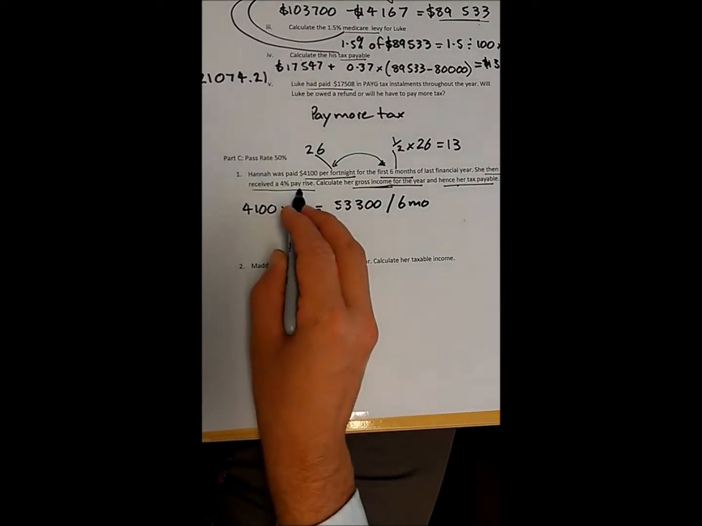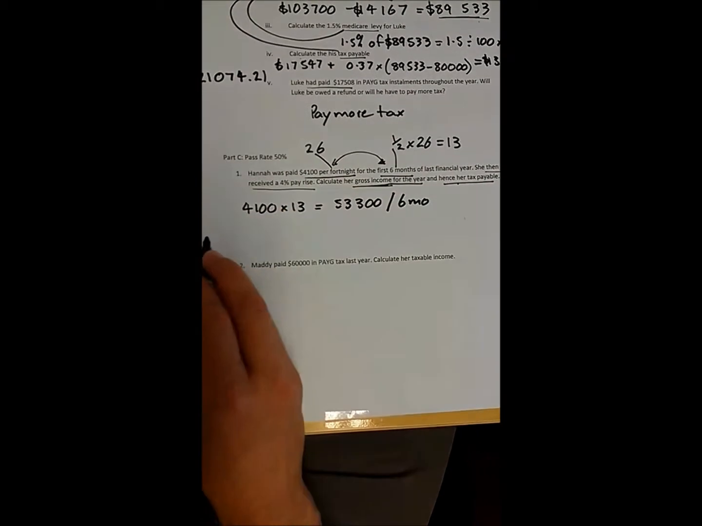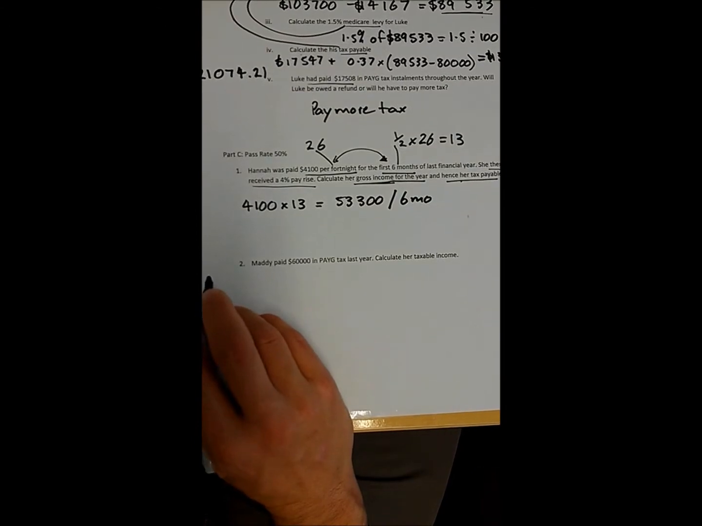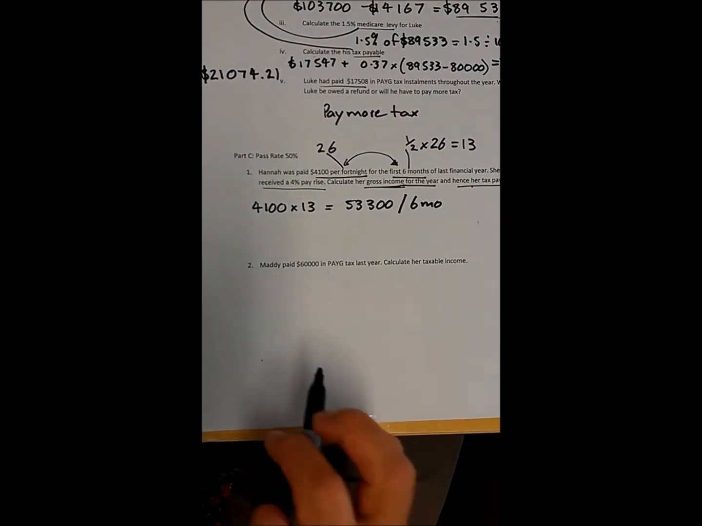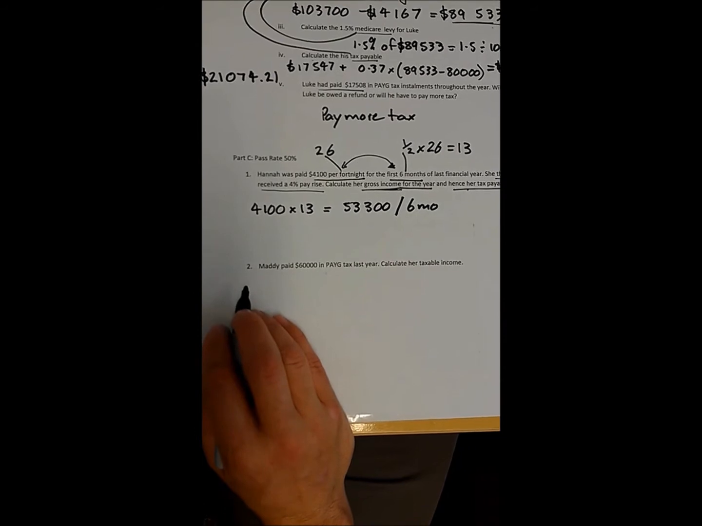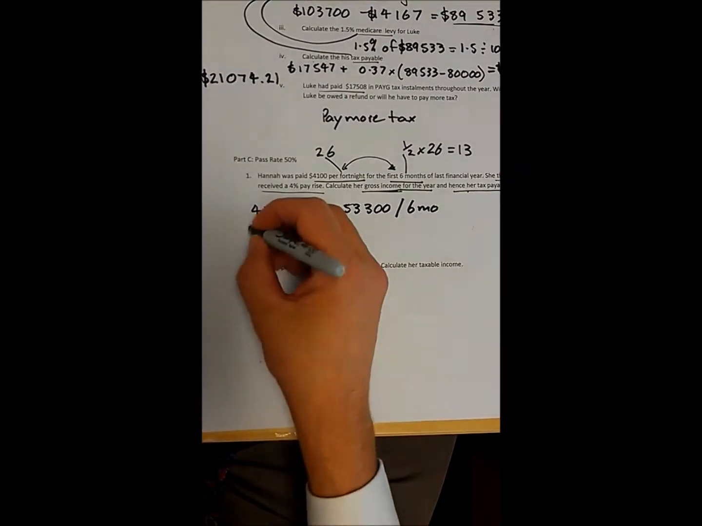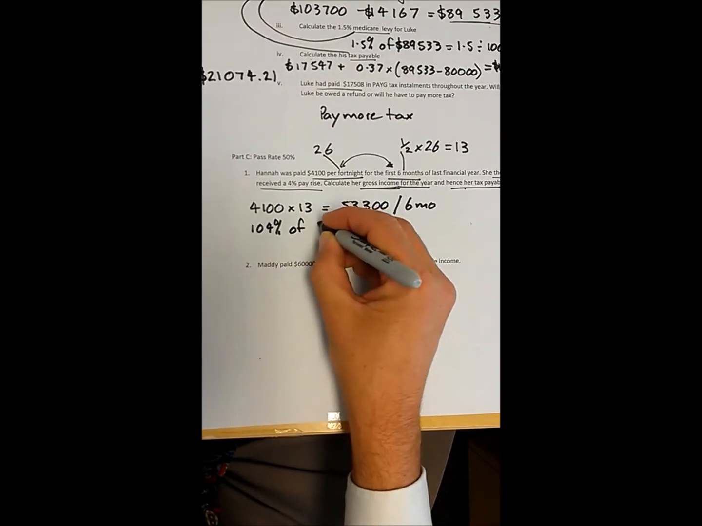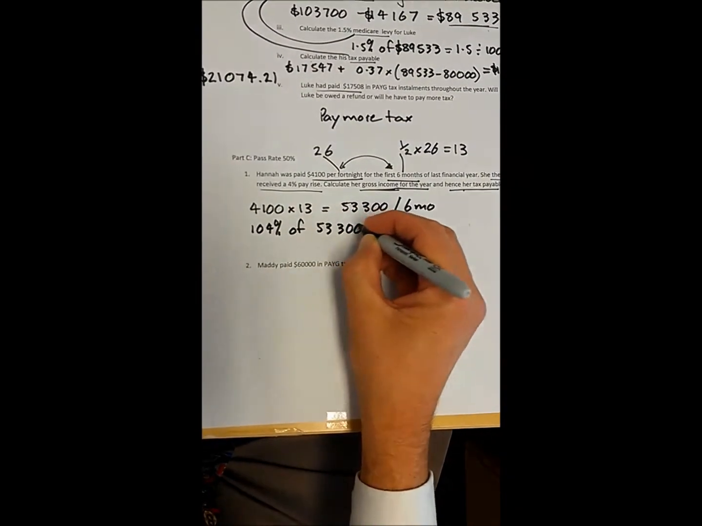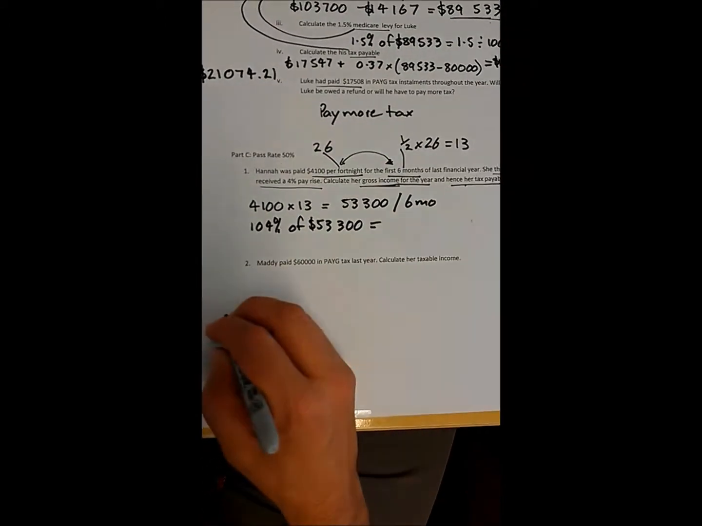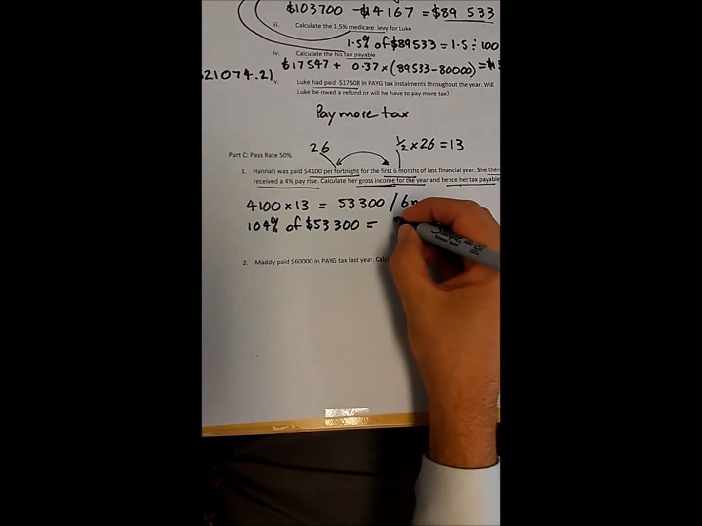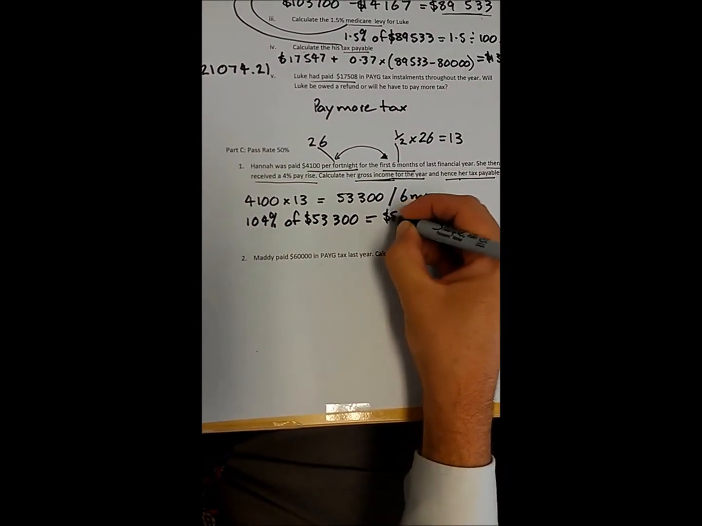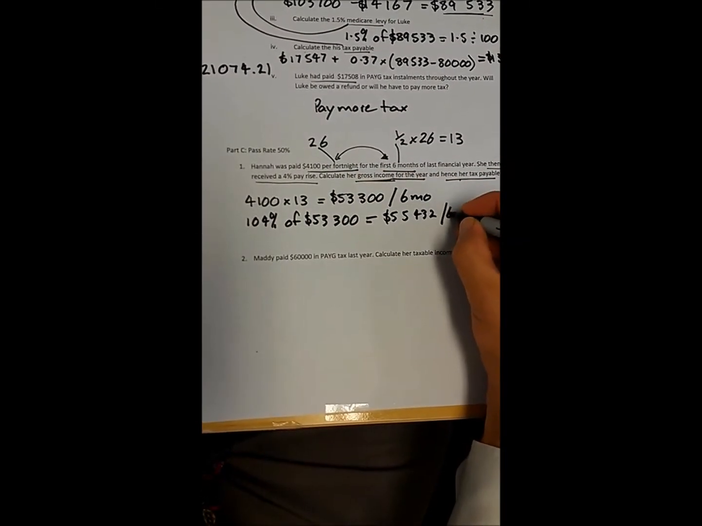She then received a 4% pay rise. So that means a 4% pay rise means an increase by 4%. And of course, my preferred method when you're increasing by 4% is to say this is 100%. I now want to find 104% of 53,300. And that way I've got it done in one step. And I'll work that out on my calculator and get $55,432 for the next 6 months.